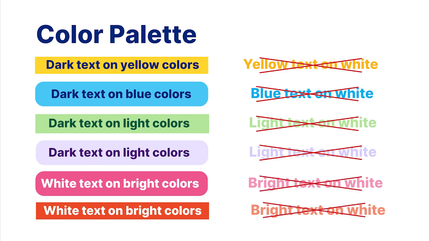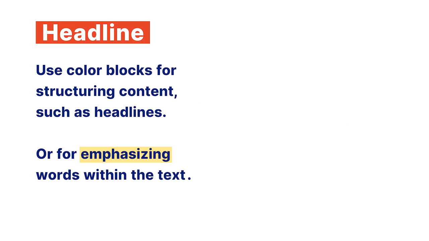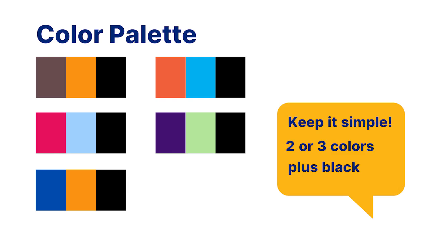You get the idea. Be mindful of how you use these colors and color blocks and shapes. You don't want too much, and you want to keep your audience and objective in mind. Use the color blocks for structuring content, such as headlines, or for emphasizing words within the text. You want to keep your color palette simple. I usually limit it to 2 or 3 colors plus black.